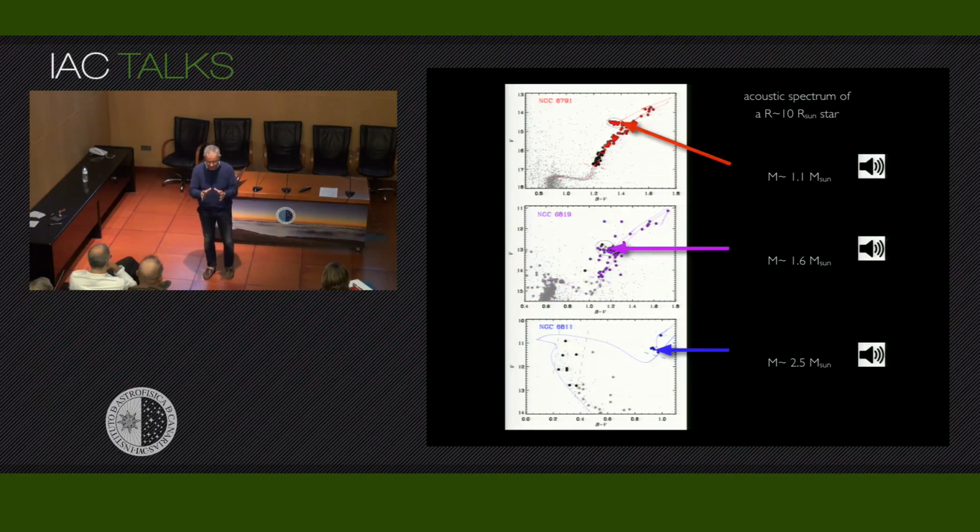Okay, the situation is this. For sure I have no time to discuss in detail the multiple populations, how they form and whatever. The idea that we have now is that in a globular cluster the first generation forms, okay? And after that the second generation forms. The second generation is formed from matter that has been processed by stars belonging to the first generation, okay?